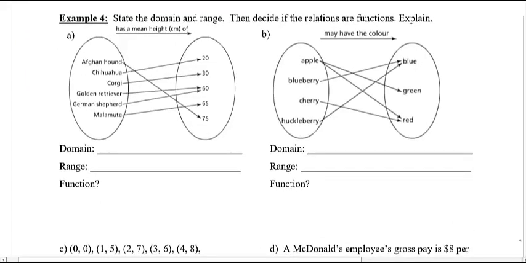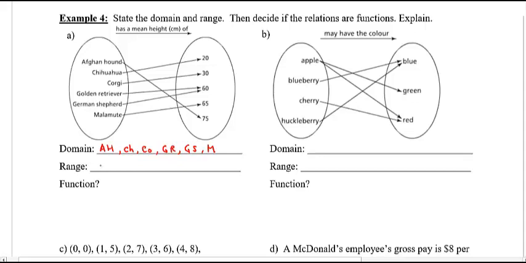So, let's get some practice with domain and range. I'd like you to state the domain and the range and then decide if they are functions. Remember, for functions, each element in the domain is associated with only one in the range. So let's see the domain here. That would be the first set. I'm just going to abbreviate this. Afghan hound, AH. Chihuahua, CH. A corgi, CO. Golden retriever. I think these are all dogs, right? German shepherd. And a Malamute, M.